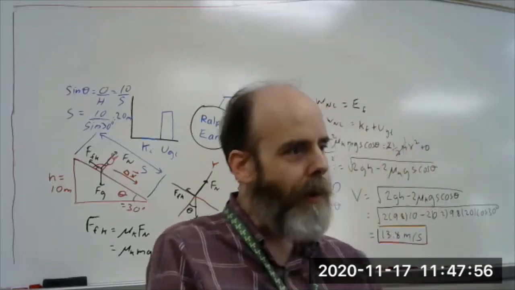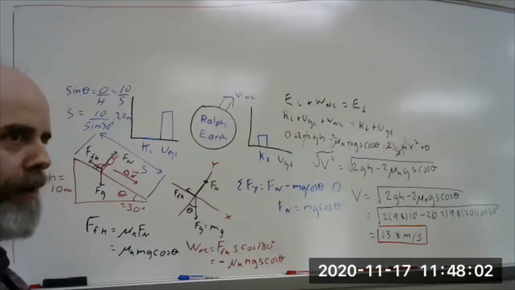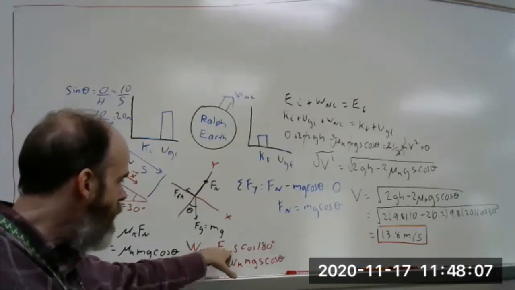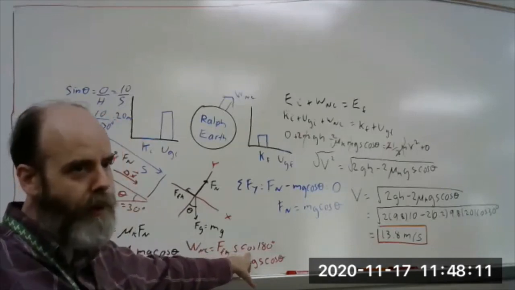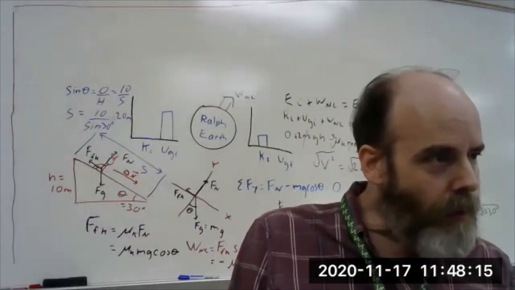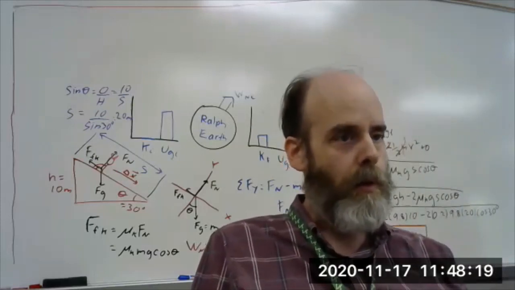Why do we multiply by displacement? Because work is force times displacement. So force of friction times the displacement times the cosine of the angle between them. Okay, so that's the problem.